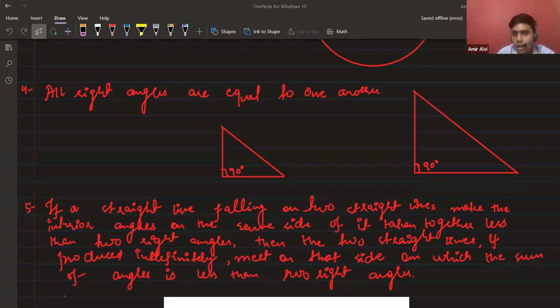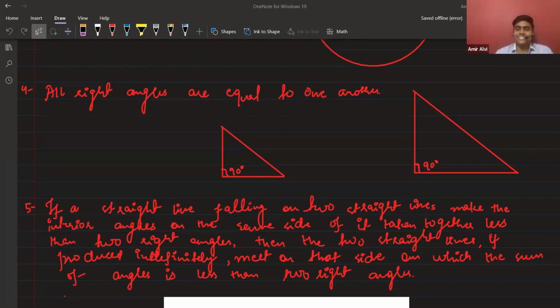If a straight line falls on two straight lines and makes the interior angle less than 180 degrees, which side will the two lines merge or intersect? On the side in which the two straight lines are produced indefinitely. No, which side? Which one is greater than 180 degrees or less than 180 degrees? Less than 180 degrees. Very good. Which means that you have revised.